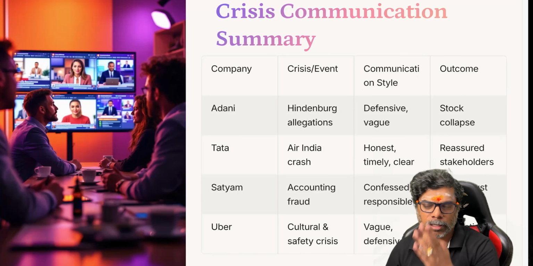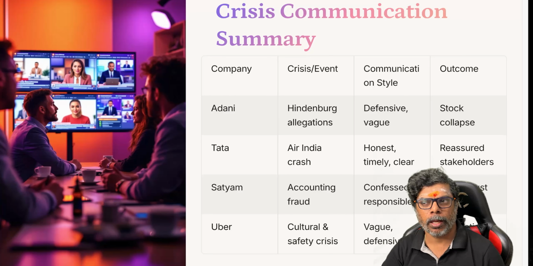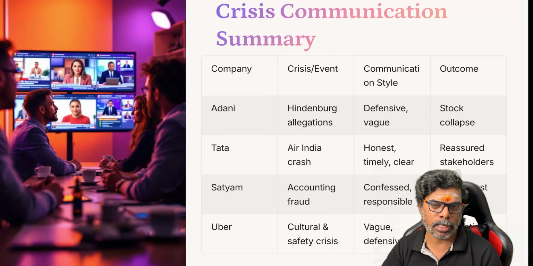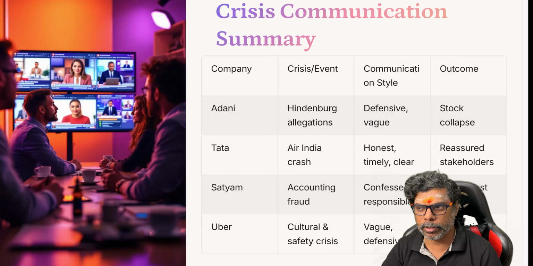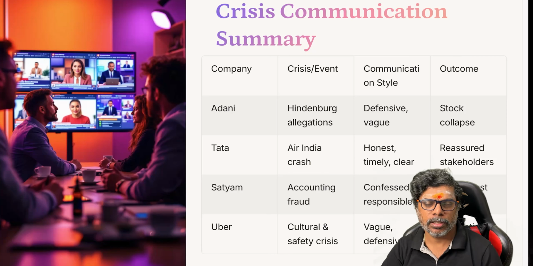So as I mentioned, in every scenario you have to look at how a company reacted to a crisis or event. Adani was defensive, and the stock collapsed. Tata, for the crash, was honest, timely and clear, and made sure nothing would happen to stakeholders. Satyam, an accounting fraud, confessed, the trust got recovered, so people held the stock. When Tech Mahindra acquired it, they gained that back. If you had bought Satyam's stock at that point of time, say at 20 rupees or 18 rupees or something, right?